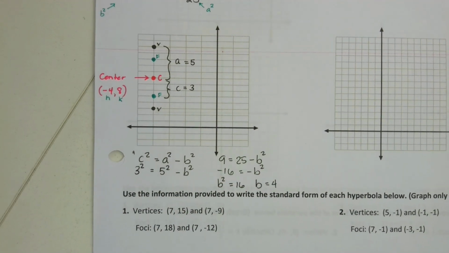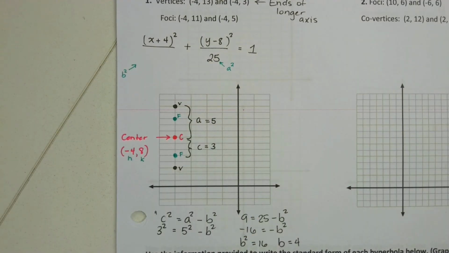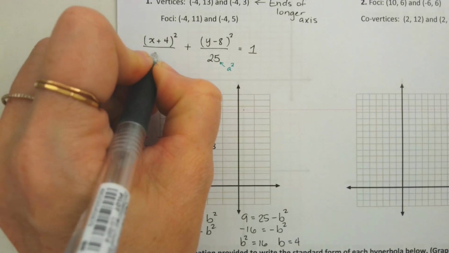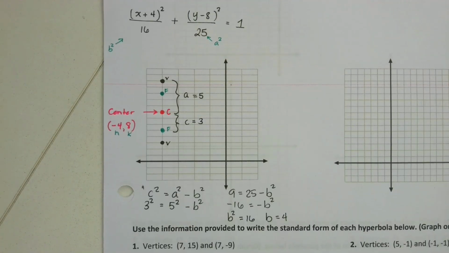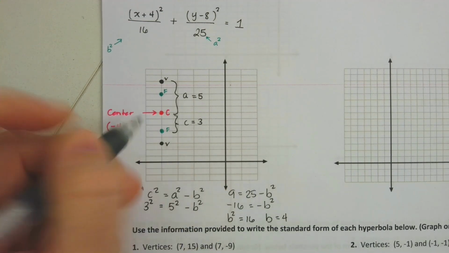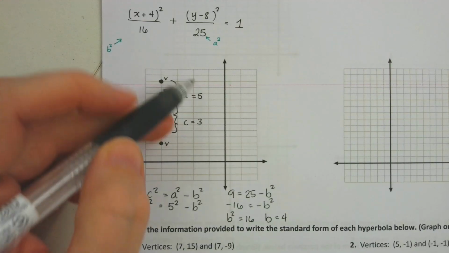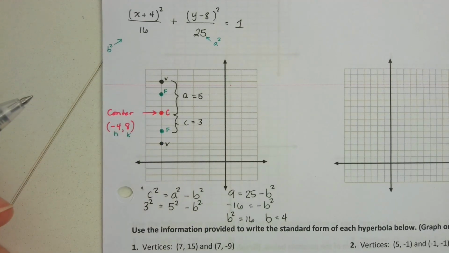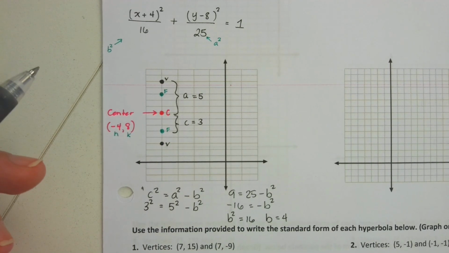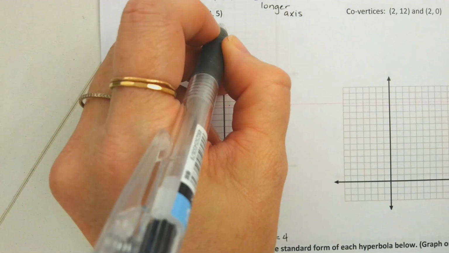Now, in our equation, do we need B or do we need B squared? B squared. So in here, we want to put our 16. The 4 would be what you would use if you actually wanted to finish graphing this. If you wanted to find your covertices, you would count from the center, 4 to the right, 4 to the left, and then draw in your little egg shape here. But only graph it if you feel like you need to. Honestly, the graph is not as important as the equation on this one.